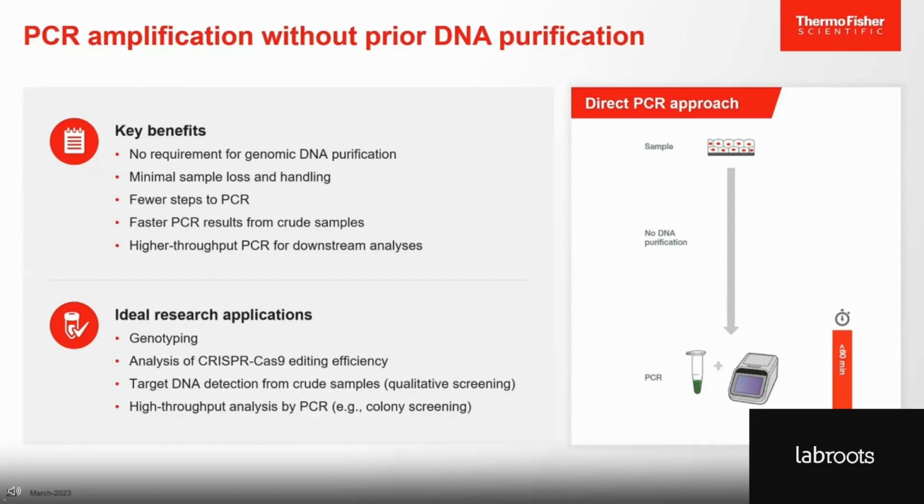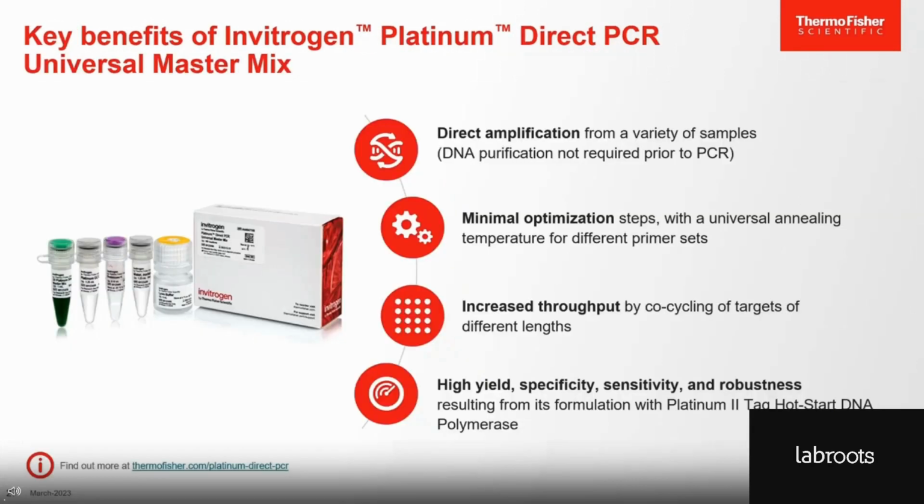The applications for direct PCR, some examples here, are animal genotyping and CRISPR-Cas9 screening by PCR, which are two main applications. Confirmation or detection of target DNA includes samples like blood or buccal swabs, and colony screening in cloning and gene editing.